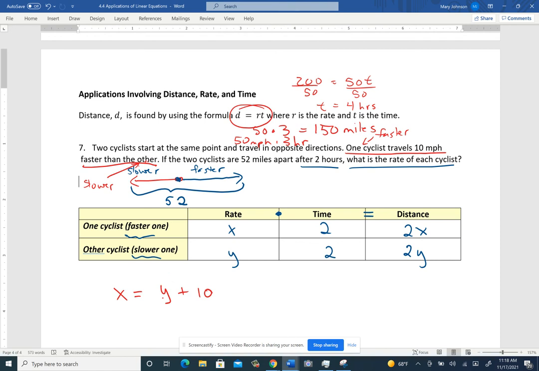All right. Now, my other sentence is coming from the fact that the two cyclists are 52 miles apart after those 2 hours. This is the distance the faster one traveled, and this is the distance the slower one traveled. But look at that picture. 2x would represent the faster one's distance, and 2y is the slower one's distance. But notice that altogether that should wind up being 52.